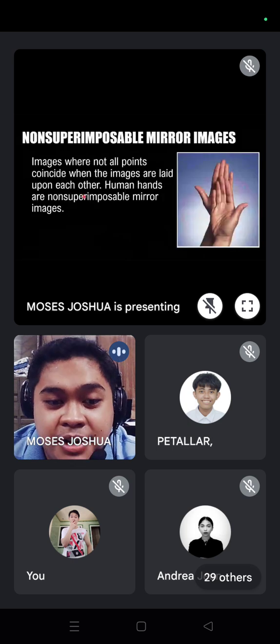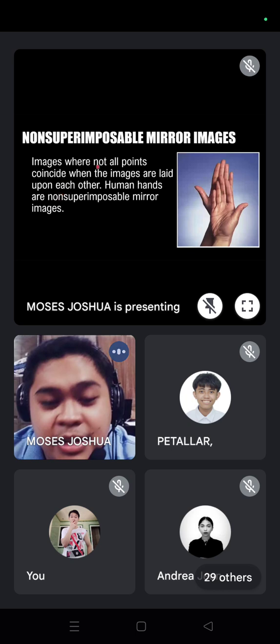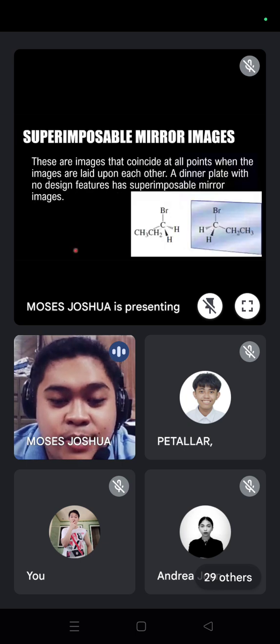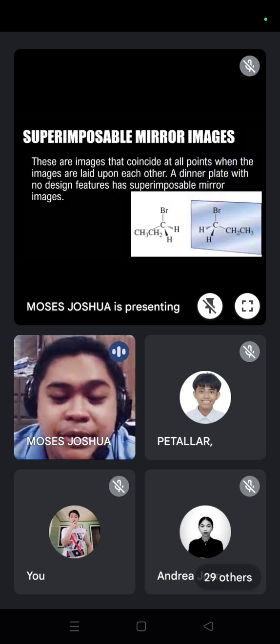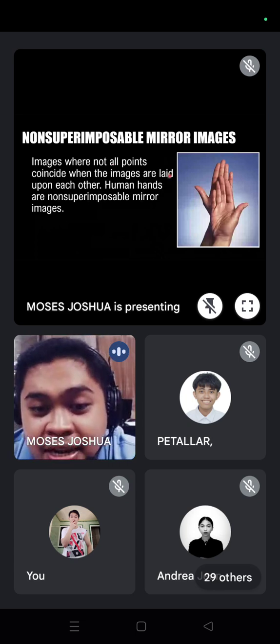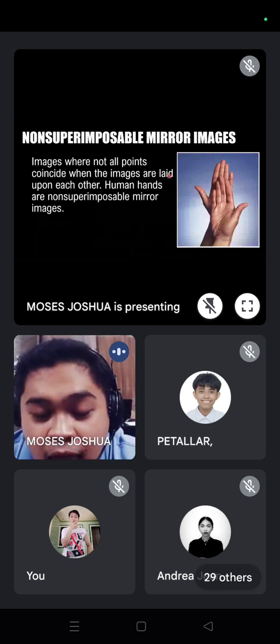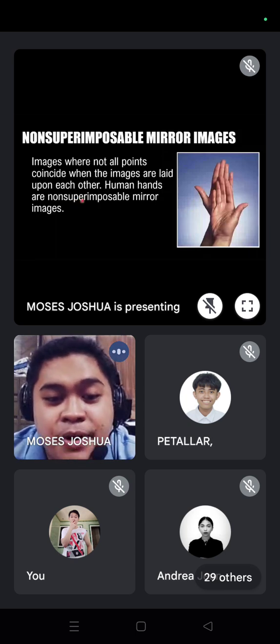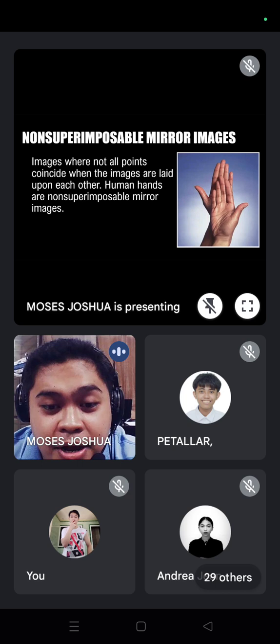So these are images where not all points coincide when the images are laid upon each other. So not all points. When we say non-superimposable mirror images, remember, not all points, but there is a part that is the same, but not all. So we have here an example. The human hands are non-superimposable mirror images.